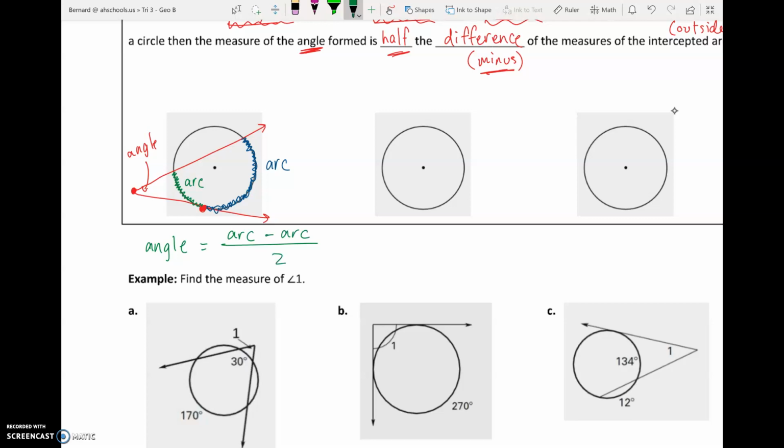And so here's another picture. Let's say we have an angle on the outside, and this time we have two tangents. So right there and right there. We still have the same situation. The farthest arc away is between those two points of tangency. So that's the blue one, that's one arc. The closer piece right here is still another arc. And as always, that's our angle on the outside. And again, angle equals arc minus arc divided by 2.